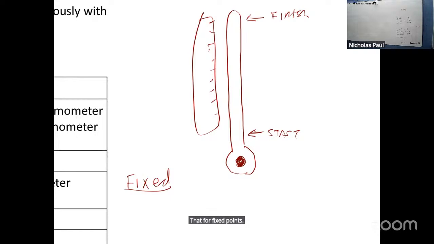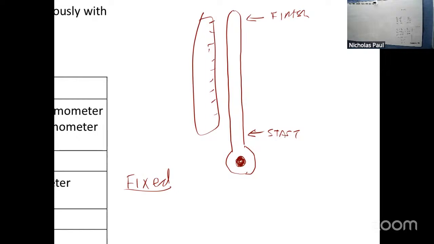What are two standard temperatures? Okay, room temperature is one, but you wouldn't use that here, because room temperature will vary. Room temperature here and outside will be different. Anything that you use, how are you going to be sure?